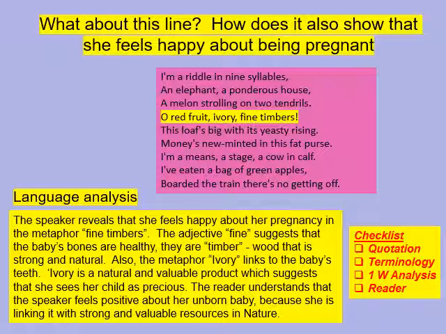And here's one that I've done. The speaker reveals that she feels happy about her pregnancy in the metaphor fine timbers. The adjective fine suggests that the baby's bones are healthy, they are timber, wood that is strong and natural. Also, the metaphor ivory links to the baby's teeth. Ivory is a natural and valuable product which suggests that she sees her child as precious. The reader understands that the speaker feels positive about her unborn baby because she's linking it with strong and valuable resources in nature. I want you to upload your one now. I don't want to see that one, obviously.